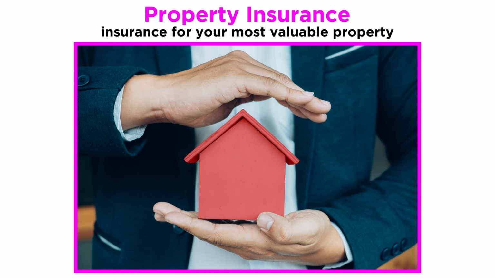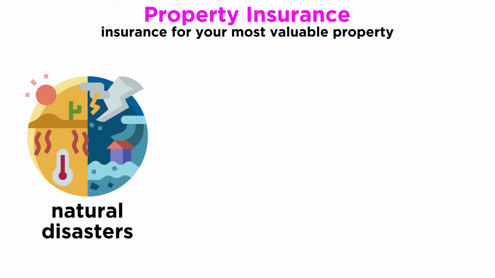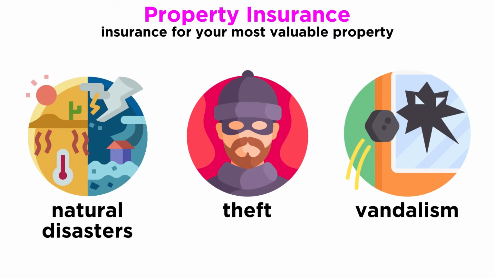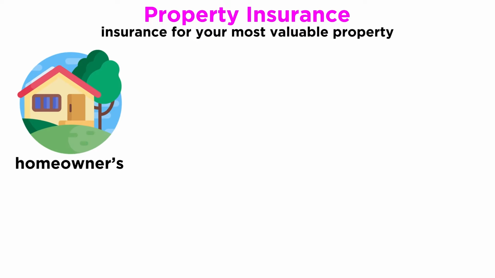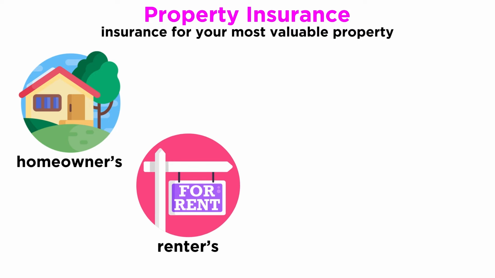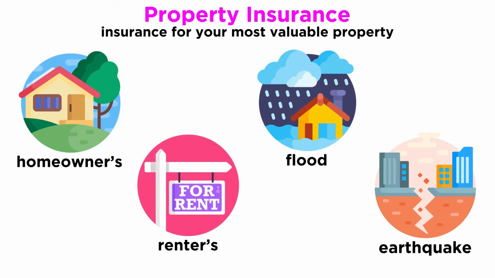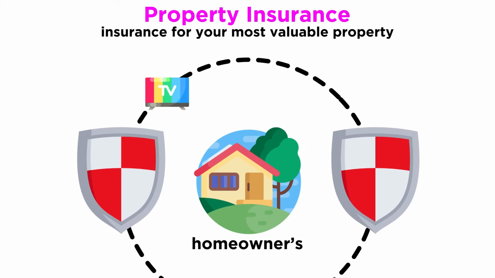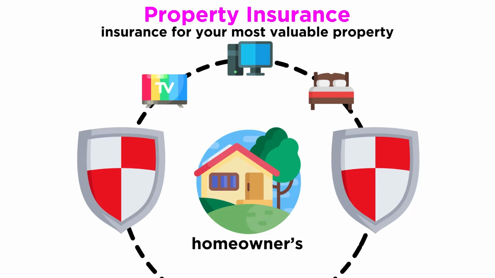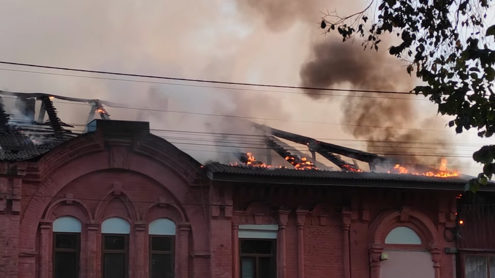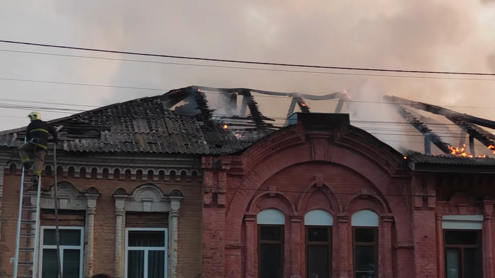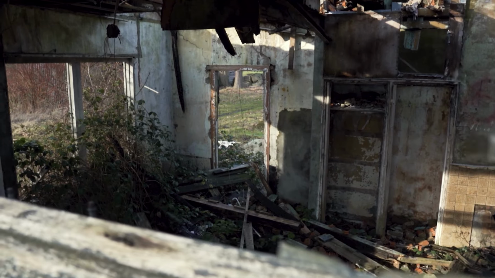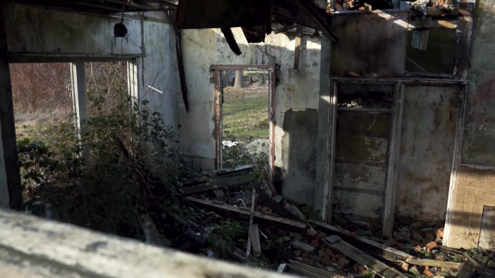Property insurance is insurance for your most valuable property. Typically, it covers damage that results from certain natural disasters, theft, or vandalism. The most common type of property insurance is homeowners insurance, but many also have renters insurance, flood insurance, or earthquake insurance. With homeowners insurance, not only is your home protected, but also your personal belongings inside your home. One common example in which homeowners insurance comes into play is if your home was to catch on fire. If fully insured, you would get money to repair the house or purchase a new one, and additional money to replace the lost possessions that were in the house.